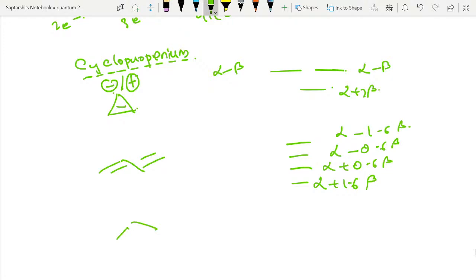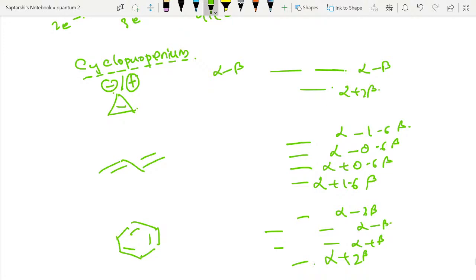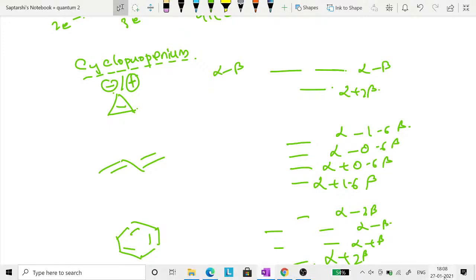And lastly, benzene. For benzene, as you expect, there will be 6 pi electrons and 6 energy levels. Normally the number of pi electrons equals the number of levels. We'll look into that one more time as well. The lowest level will be alpha plus 2 beta, the highest level will be alpha minus 2 beta, and the two levels in between will be alpha plus beta and alpha minus beta. So let us look into all of them one more time.